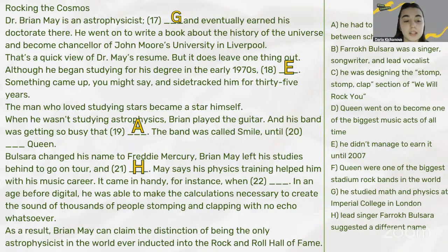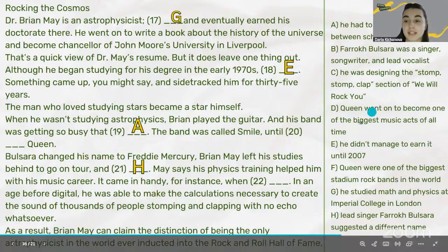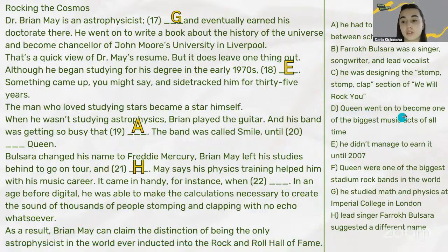And there we can see that Brian May left his studies behind to go on tour. And what happened? Okay, then we have 21. It is D. And Queen went on to become one of the biggest music acts of all time. Okay, so you are correct. And now let's move on to 22.